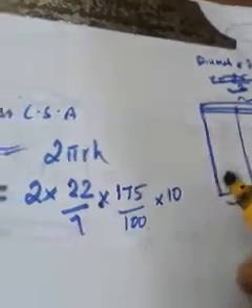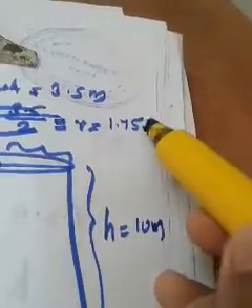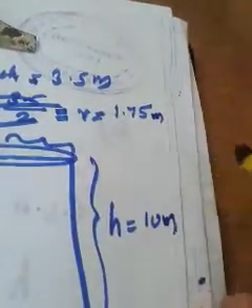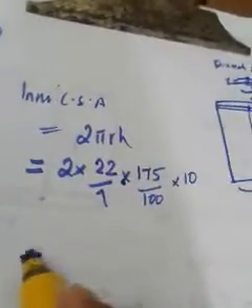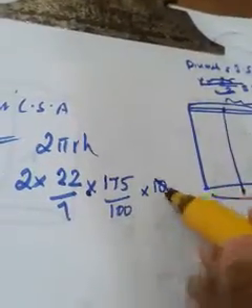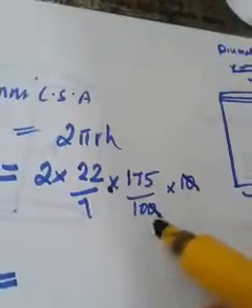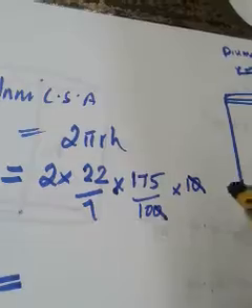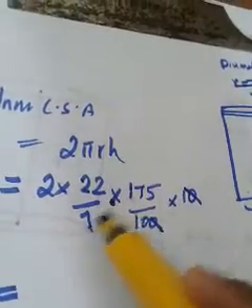Any problem? No. And you have to check whether both are in the same unit or not. Since both are in meter, no problem. Okay, you have to check that also. And now just see, the zeros get cancelled. You can easily cancel 7 and 175.